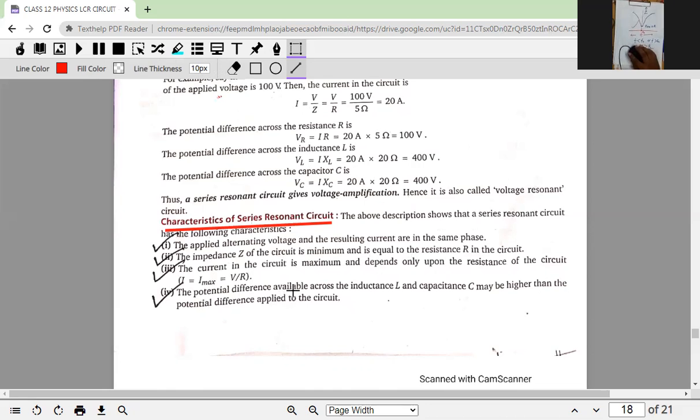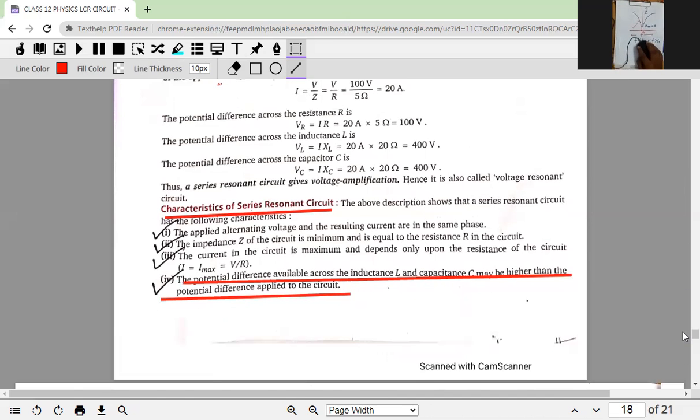It's clear. The potential difference available across the inductance L and capacitance C may be higher than the potential difference applied to the circuit. Means the values of VL and VC may be higher than the net potential difference V, and that you can see from here.